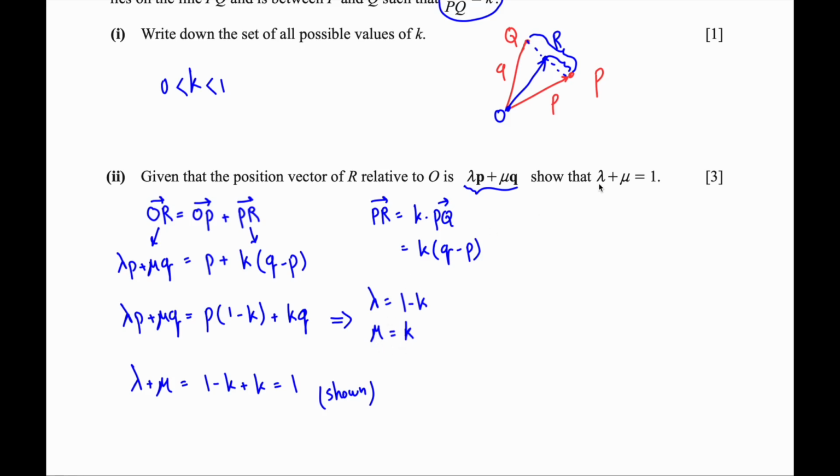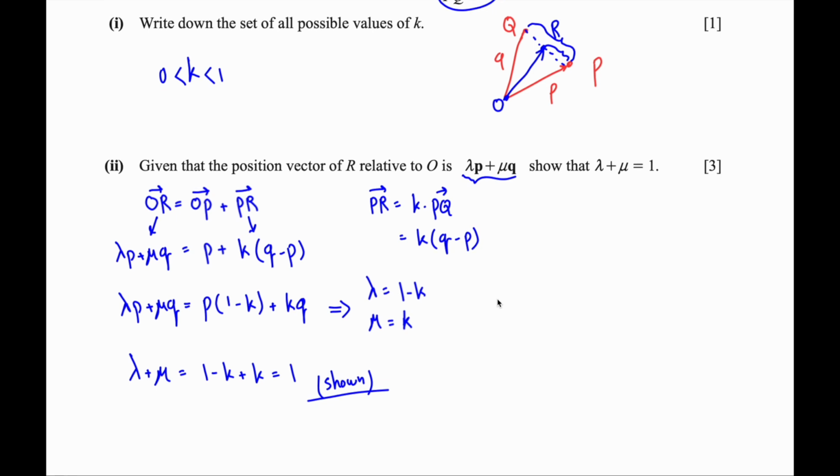So now I just have to add lambda and mu together to see whether I get the value 1 or not. And if you do that, you see that K and negative K cancel out and you are left with 1, and that's it. I've shown that lambda plus mu is 1.